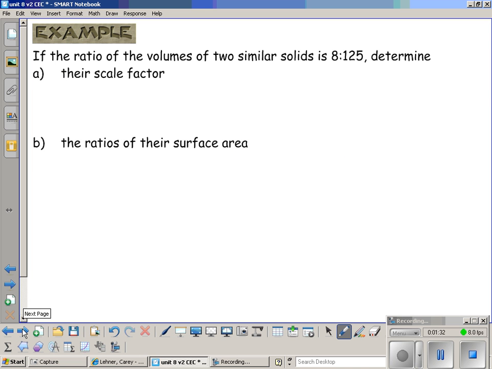The ratio of the volumes of two similar solids is 8 to 125. Determine the scale factor. So to go from scale factor to volume, we cubed. So to go from volume to scale factor, we cube root. So we're going to cube root 8, and we're going to cube root 125. We get 2 to 5, or you could write it as 2 over 5.